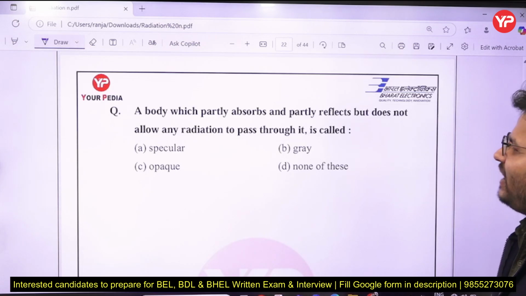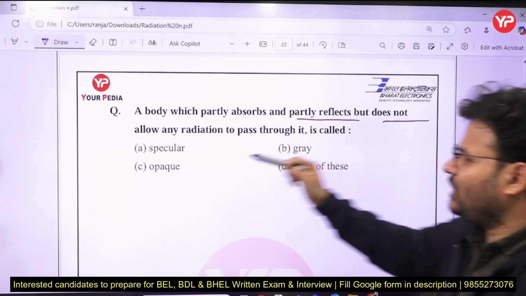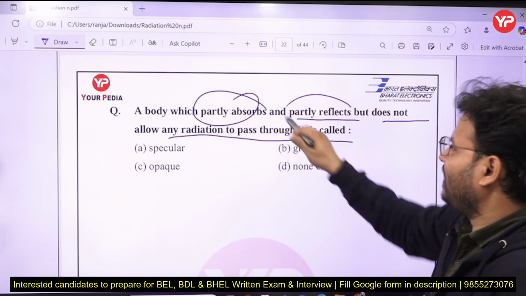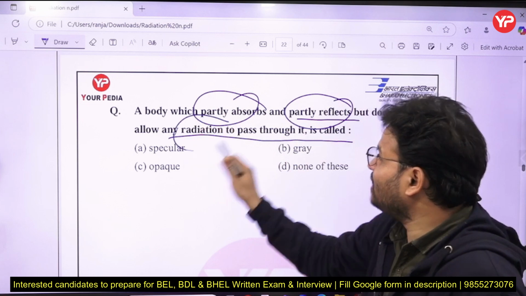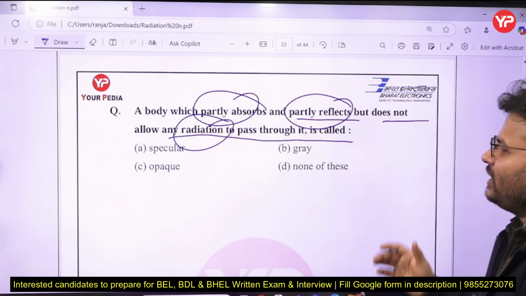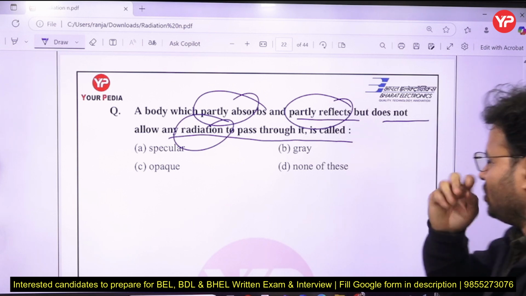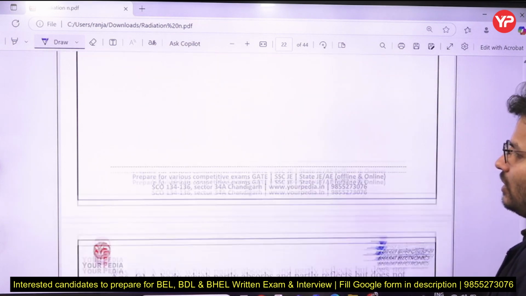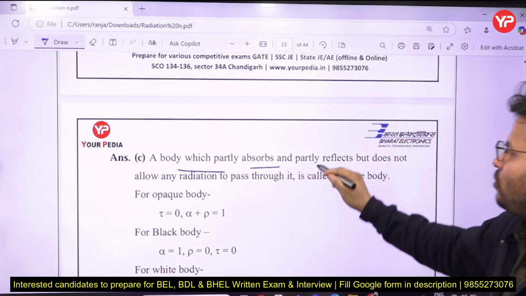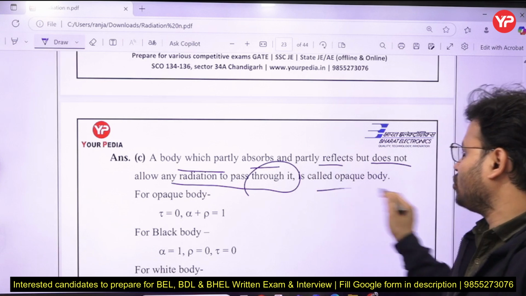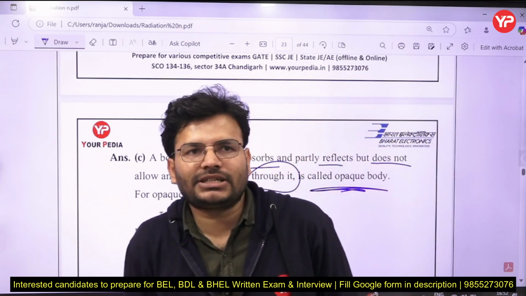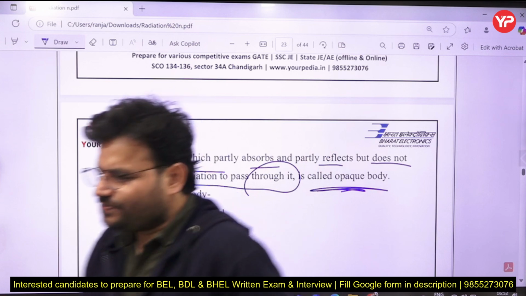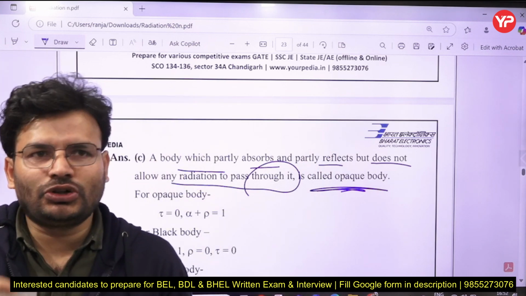Next question. A body which partially absorbs and partially reflects but does not allow any radiation to pass through is called what? A specular body, grey body, opaque body, or none of these. A body that does not allow any radiation to pass is known as what, my dear friends? Opaque body, right? So a body that partially absorbs or partially reflects but does not allow any radiation to pass through it is called an opaque body. And you know, radiation is a volumetric phenomenon. But in the case of an opaque body, since nothing passes through, we call it a surface phenomenon.